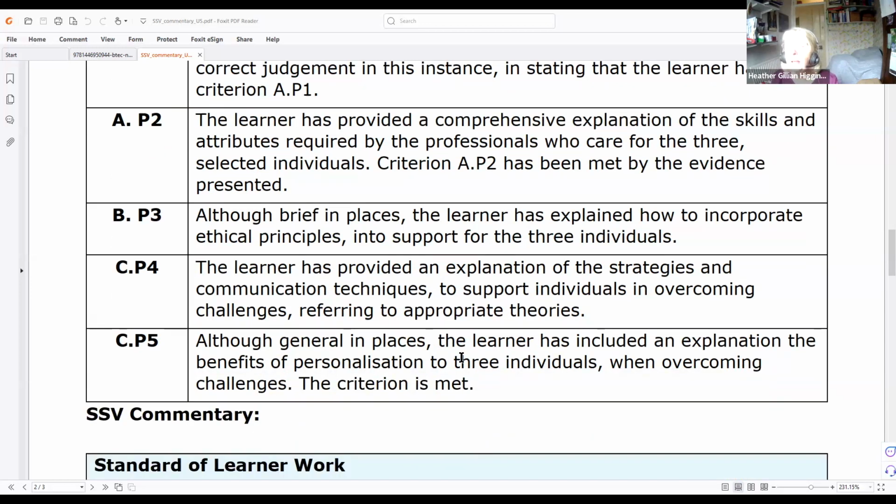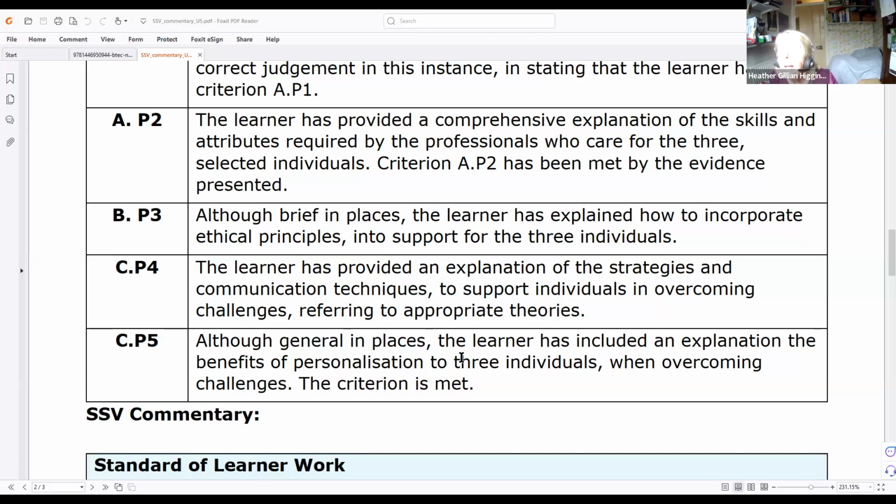BP3, now this one could be a little bit contentious, and we had a discussion in the senior team. It was brief, but we still felt the learner had explained in sufficient detail at level 3 how to incorporate ethical principles. CP4, the learners provided an explanation of the strategies and communication techniques to support individuals in overcoming challenges. They've referred to appropriate theories, and what they've done, as I said, referred to them. They haven't given us a full explanation of where this particular psychologist came from, what set him on the road to discovering ethical theories. So they've done what they've asked to, and that's my point with all the work.